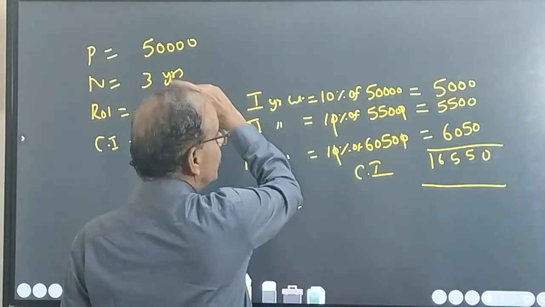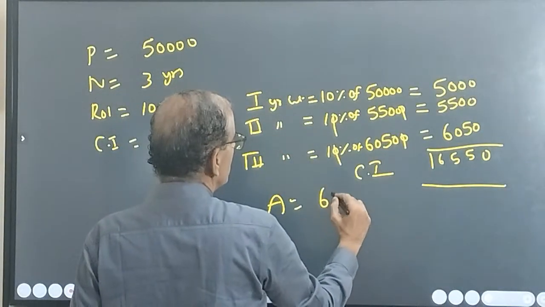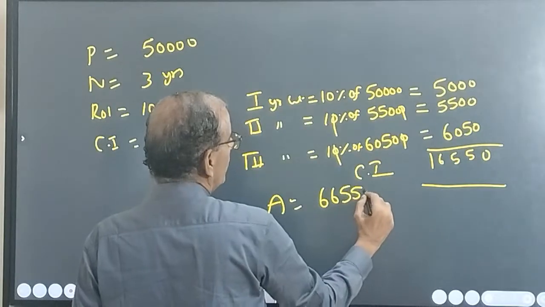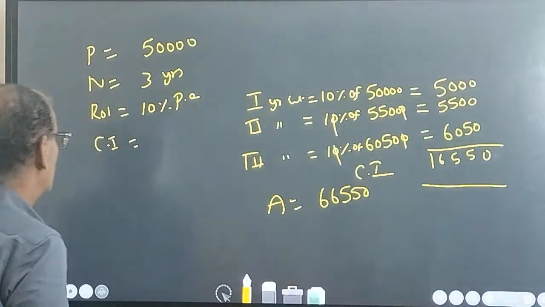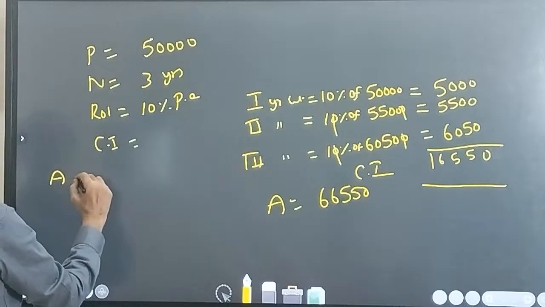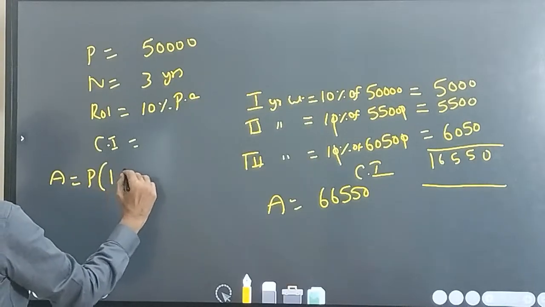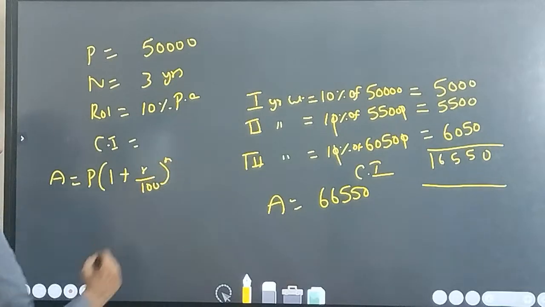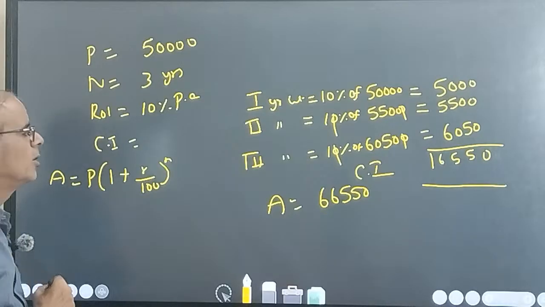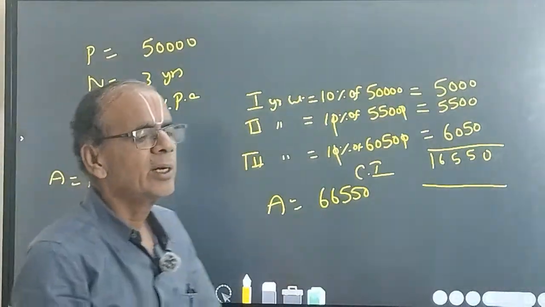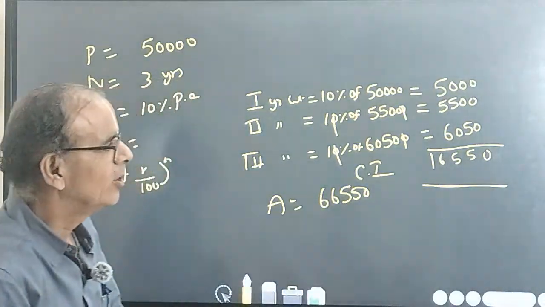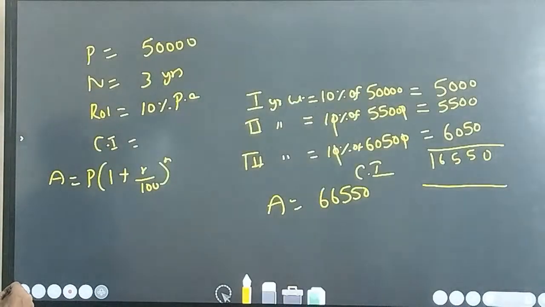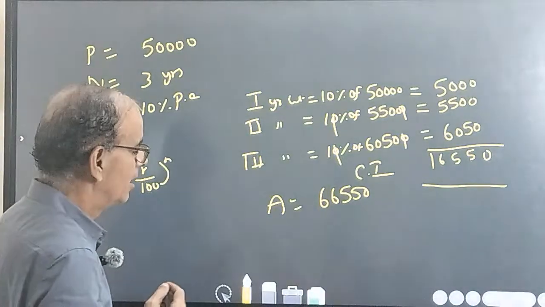What is the amount? Amount is 50,000 plus 16,550, which is 66,550. Whereas A is equal to P into 1 plus r by 100 whole to the power n. That means you should go on multiplying 50,000 into 110 by 100 into 110 by 100 into 110 by 100. You have to multiply, then you have to subtract 50,000 to get this one.